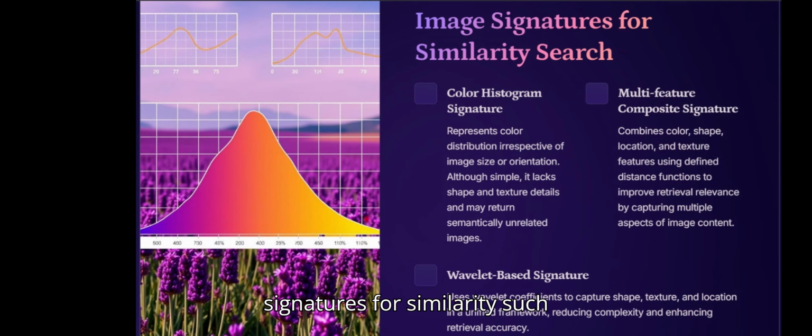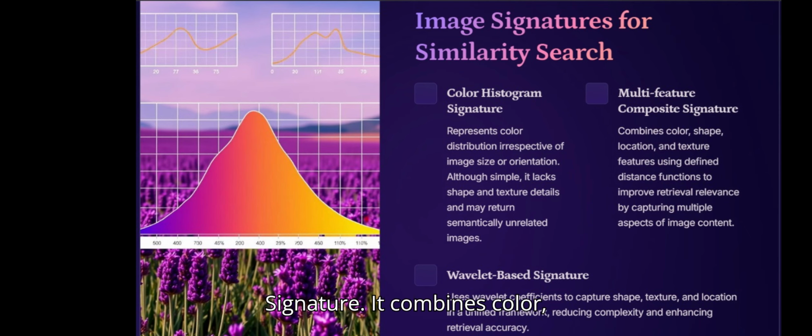Image signatures for similarity search. Color histogram signature: it represents color distribution irrespective of image size or orientation. Although simple, it lacks shape and texture details and may return semantically unrelated images.